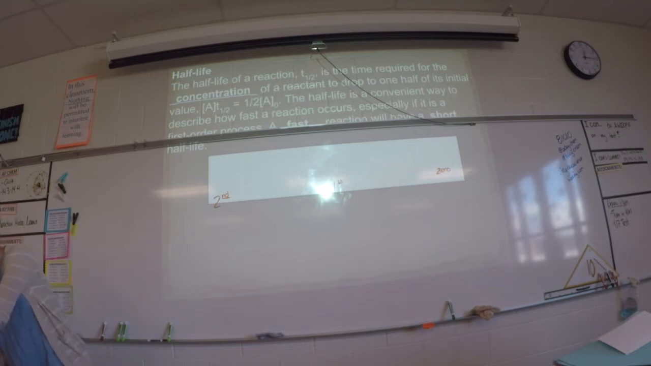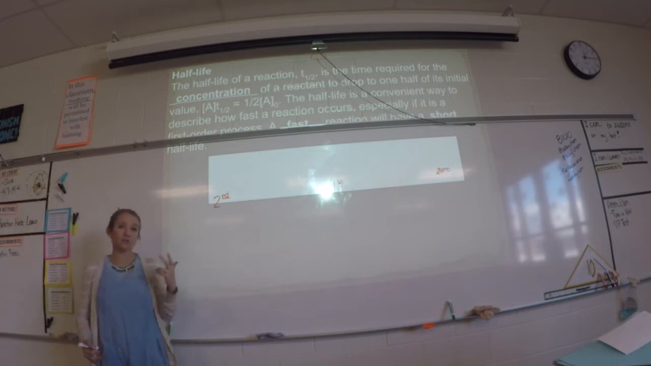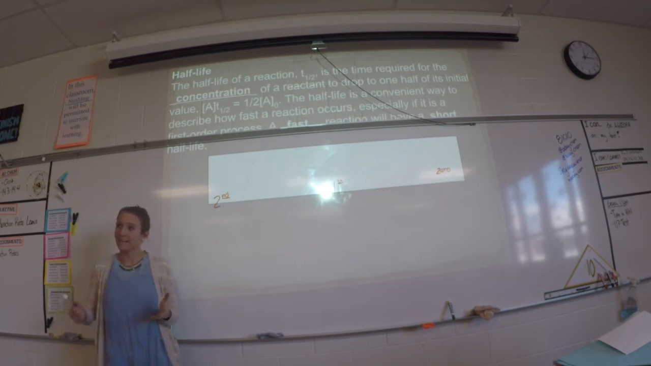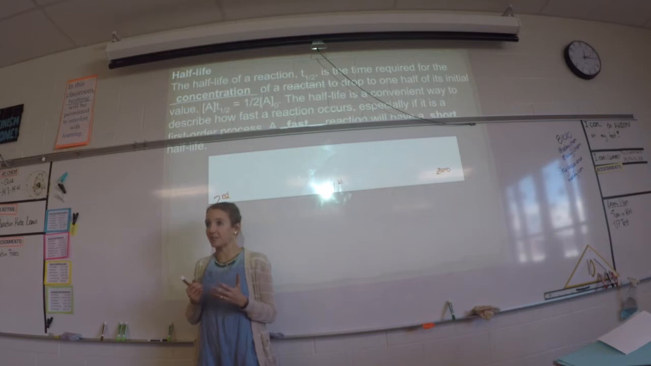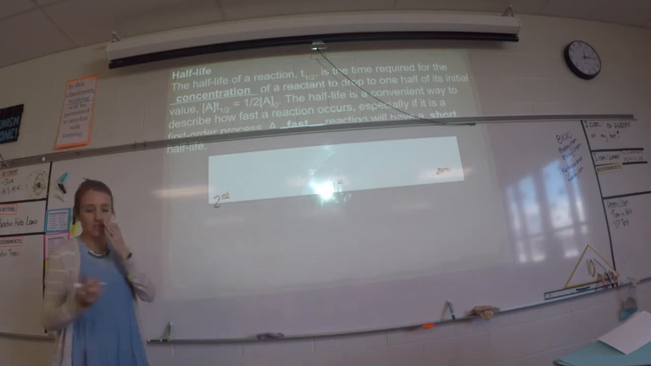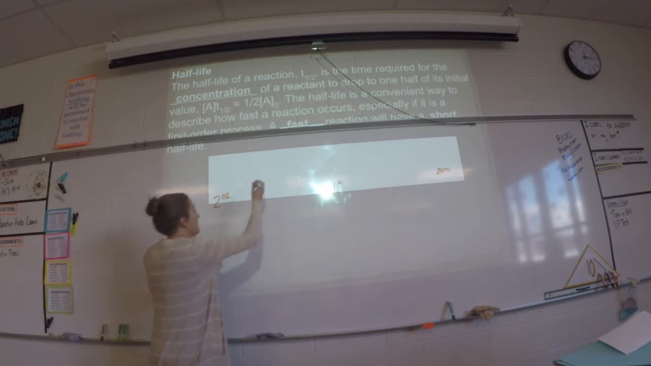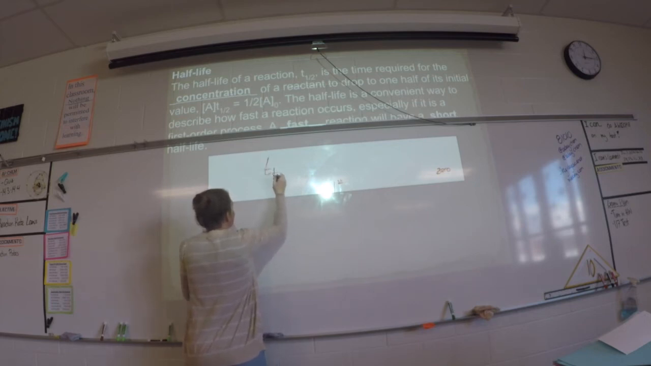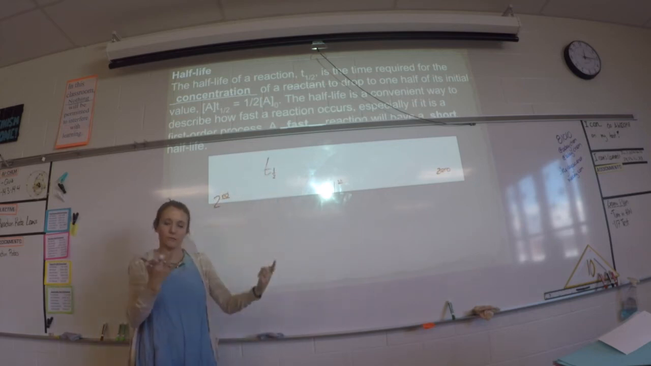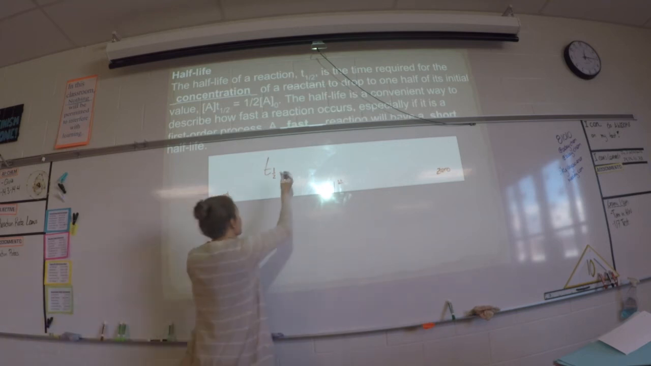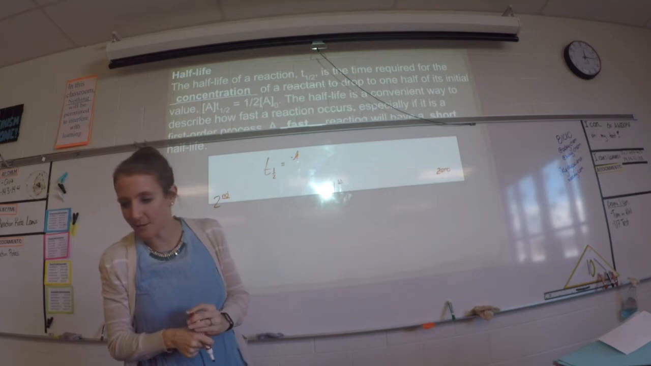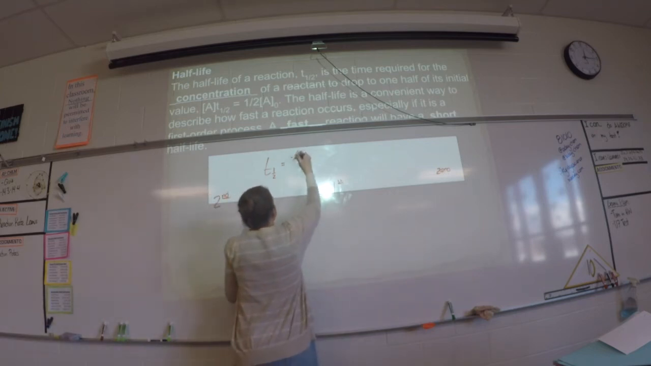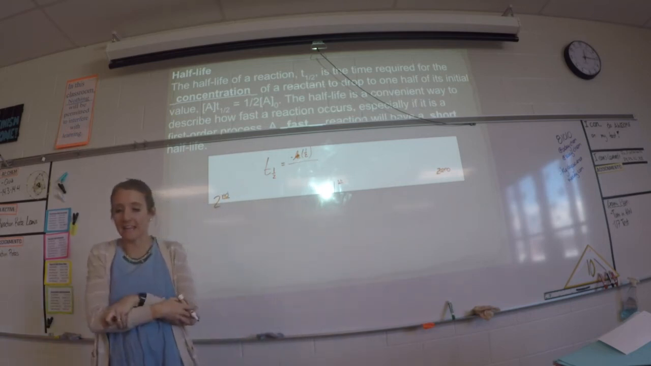That's actually a really easy way to identify something as first order: if its half-life is constant, you know it's a first order reaction. Second order and others would not be. The generic formula, which is also on your formula sheet, to calculate the half-life, t of 1/2 as you label it, is you take the natural log, ln, of 1/2. Is that the negative? Sorry, yes, negative natural log.